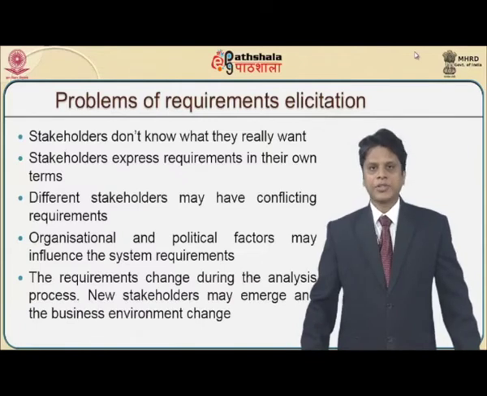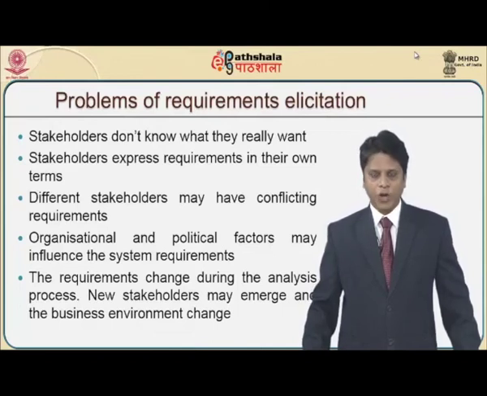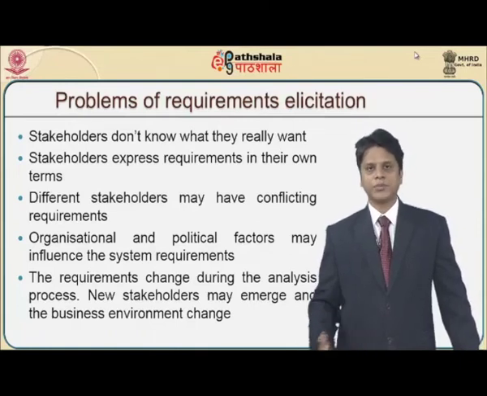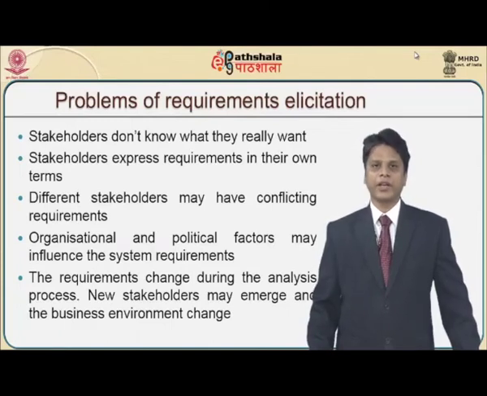Some of the problems that we come across during the requirements elicitation process are as follows. Stakeholders are often not very clear about what they really want. Although they have the intention of coming out with a product of this format, many times the complete list of requirements cannot be given at a time. The stakeholders may also express their requirements in their own terms. Different stakeholders, if involved, may have conflicting requirements.